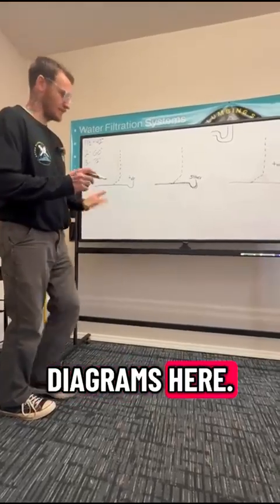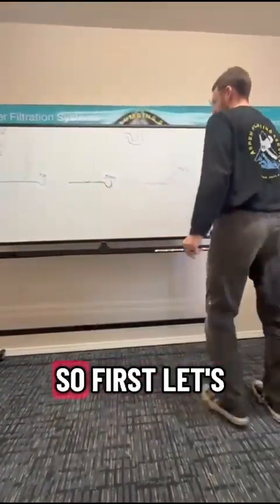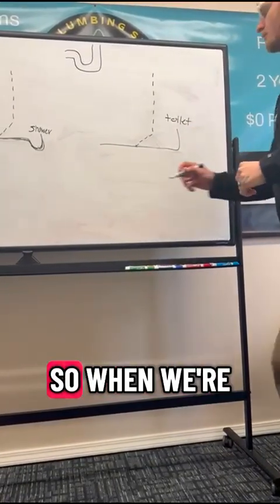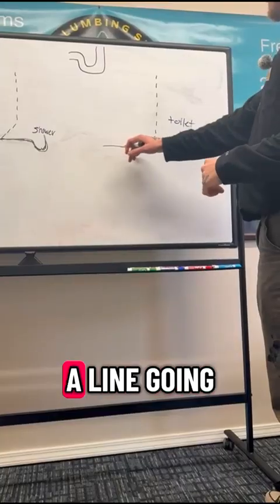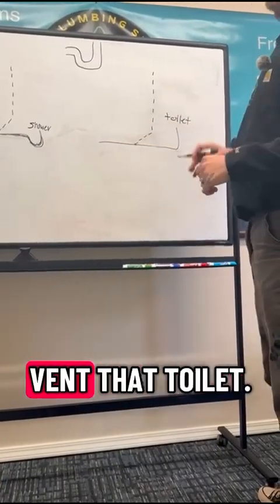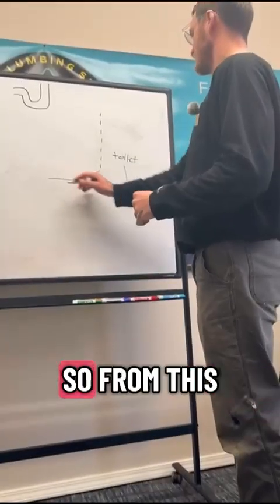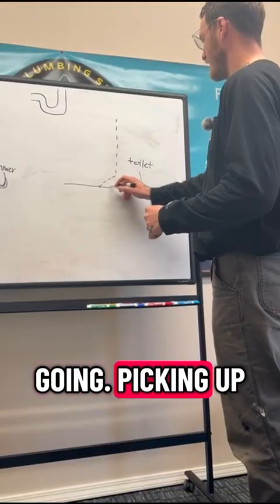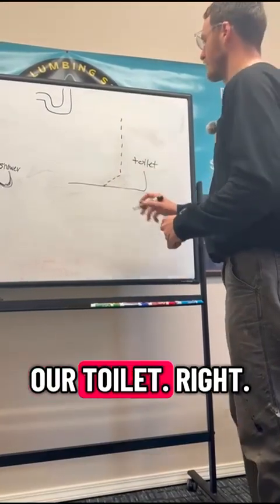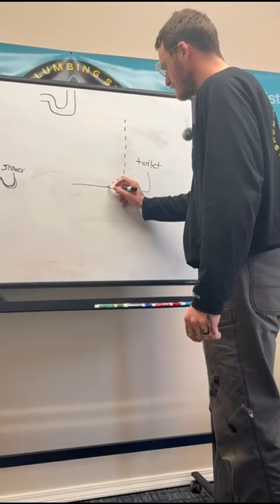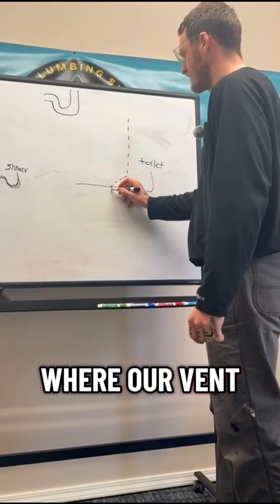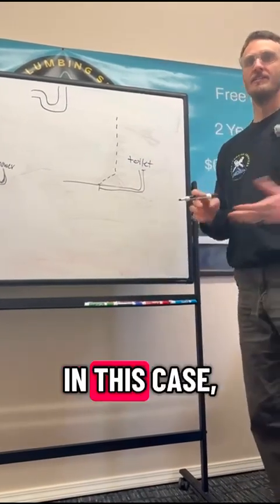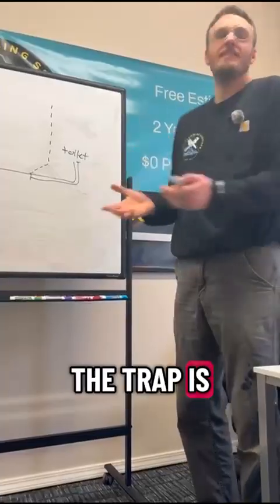So I got a couple diagrams here. I want to start with the toilet over here. So first, let's talk about what is a trap arm. When we're running a line going over to our toilet, we need to vent that toilet. We need to vent that fixture. So from this Y right here, picking up our toilet, it Y's off to vent our toilet. So from our Y, where our vent is, going all the way to the weir of a trap. In this case, a toilet, the trap is inside of the toilet.